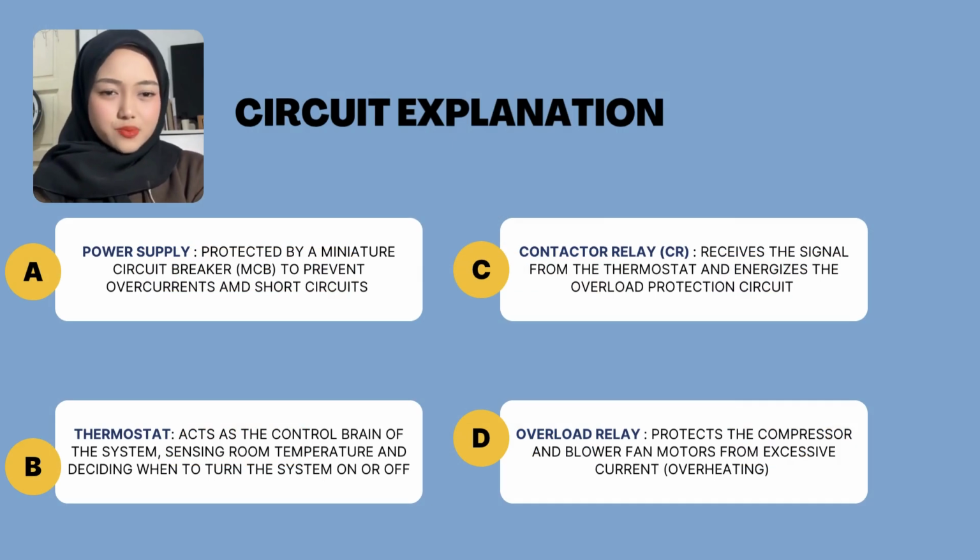For the circuit explanation, first we have the power supply. It is protected by a miniature circuit breaker, MCB, to prevent overcurrent and short circuits. The second one is the thermostat. It acts as the control brain of the system, sensing room temperature and deciding when to turn the system on or off.